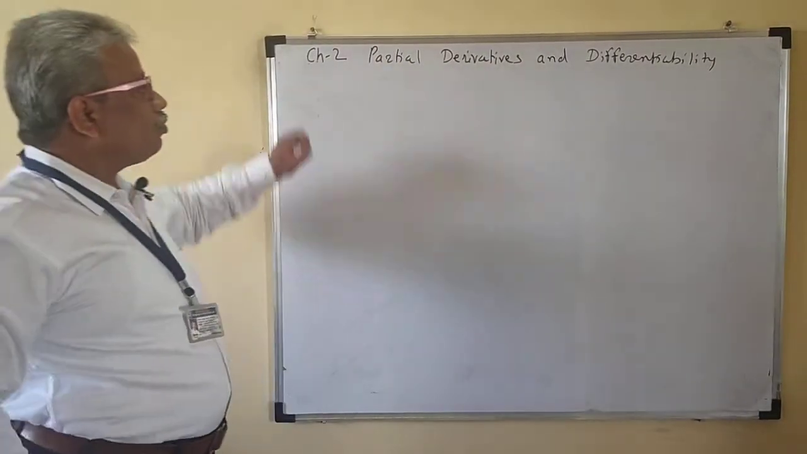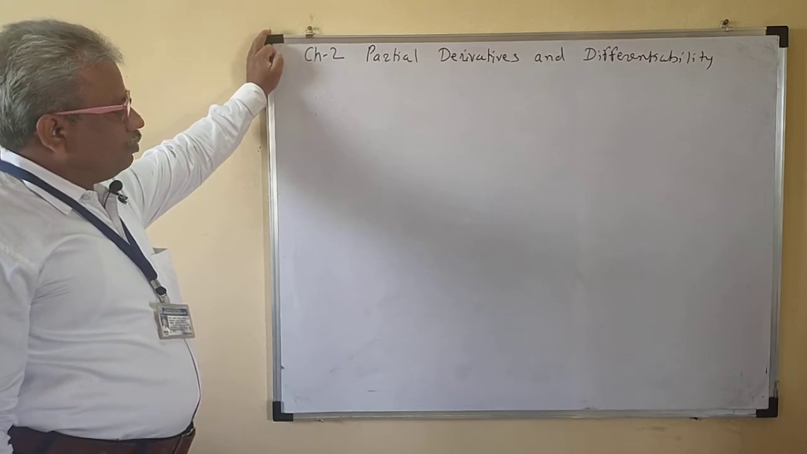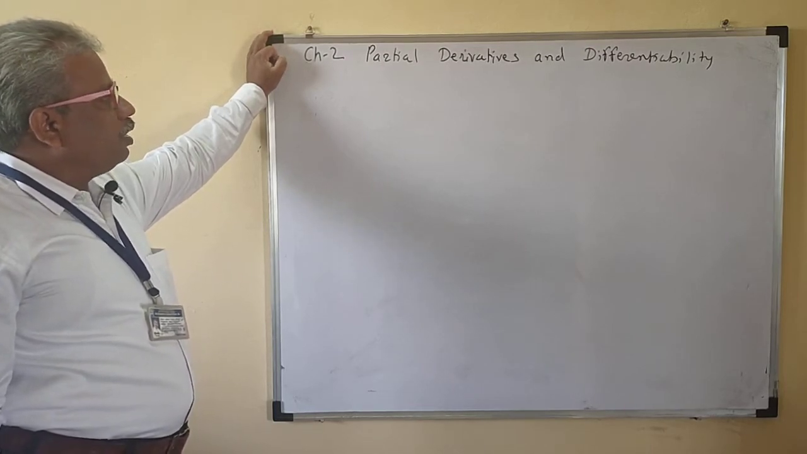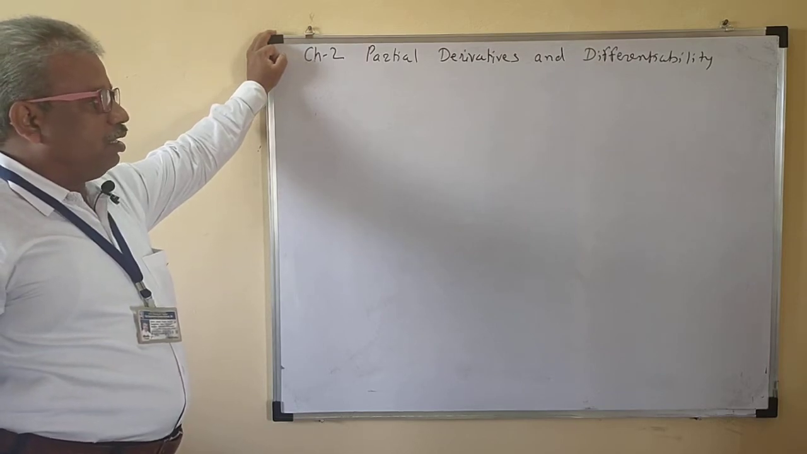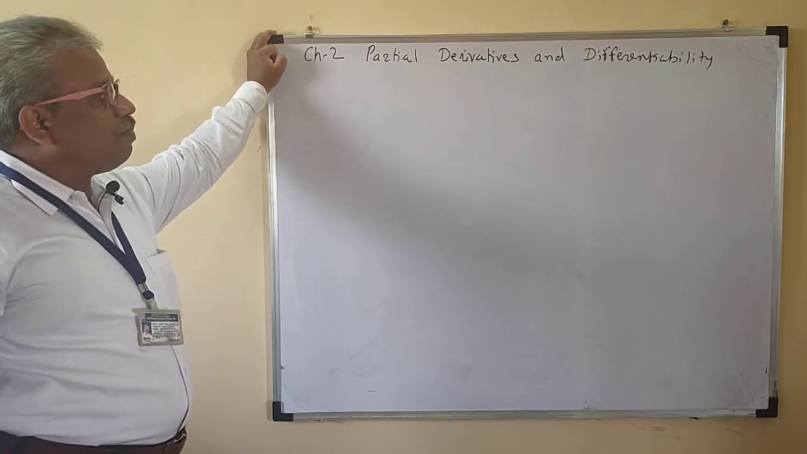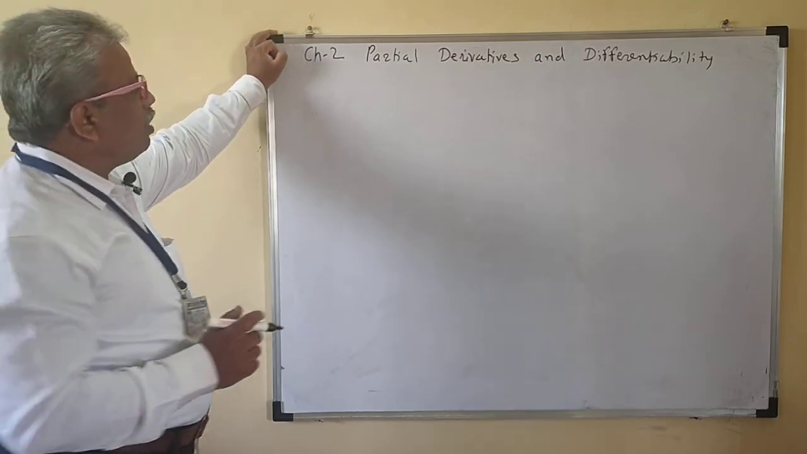Now we revise chapter 2 of this calculus of several variables. The name of the chapter is partial derivatives and differentiability. So first we will see partial derivatives and after that we will see the differentiability. So what is the partial derivative?